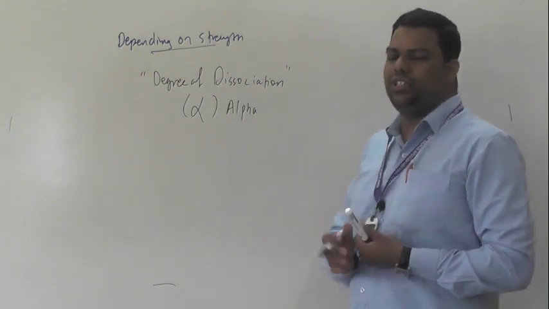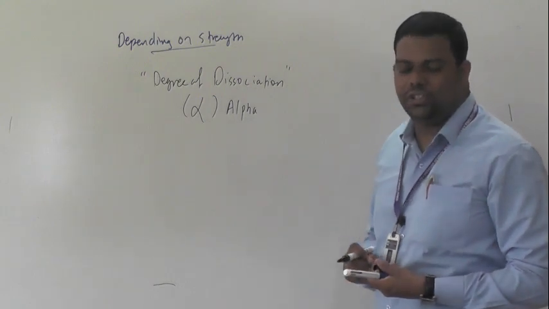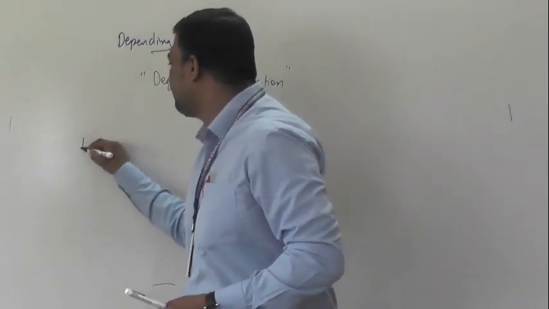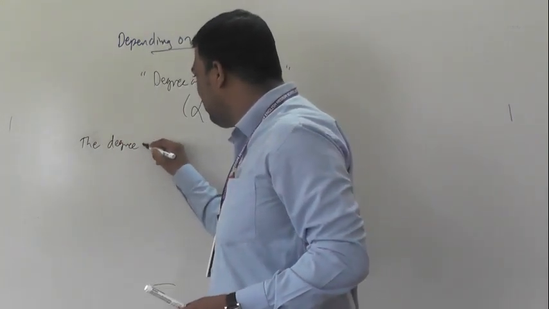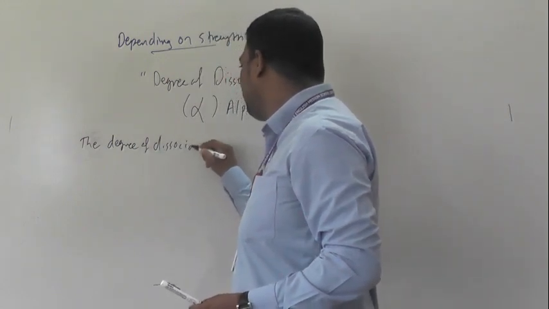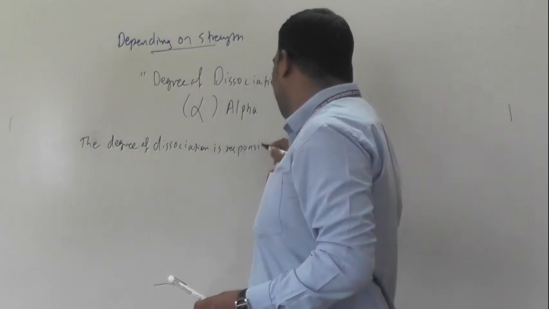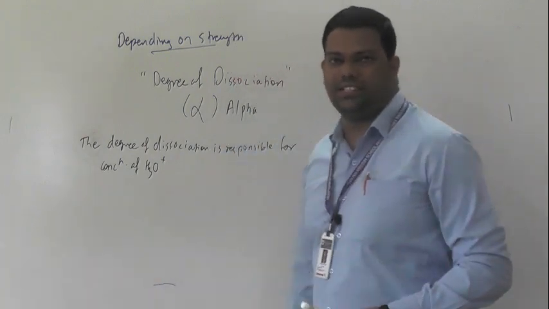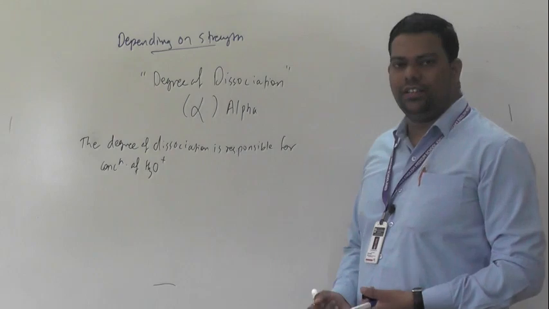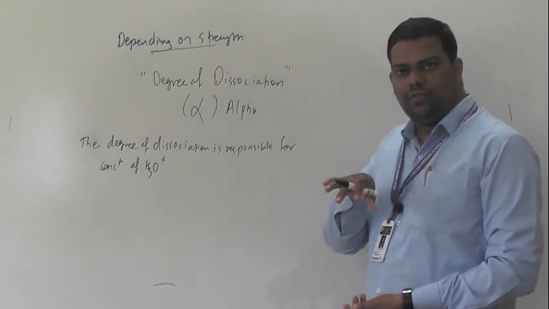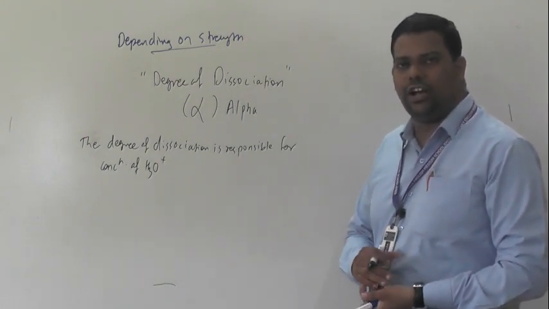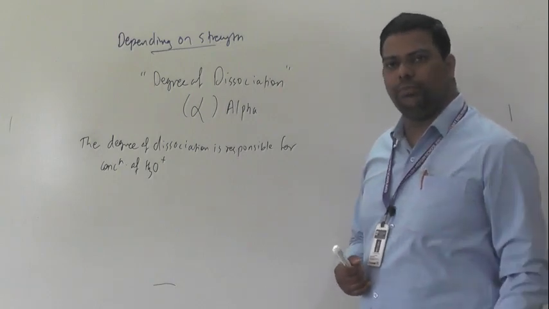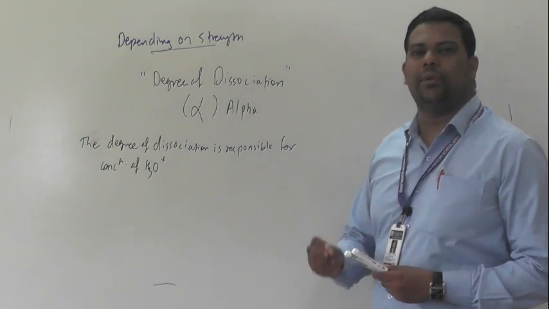Very easy. The degree of dissociation is responsible for the concentration of H3O plus ions. In some acids they are slowly or partially dissociated, and in others completely dissociated. How can we justify this? Higher the degree of dissociation means higher the H3O plus ion concentration.